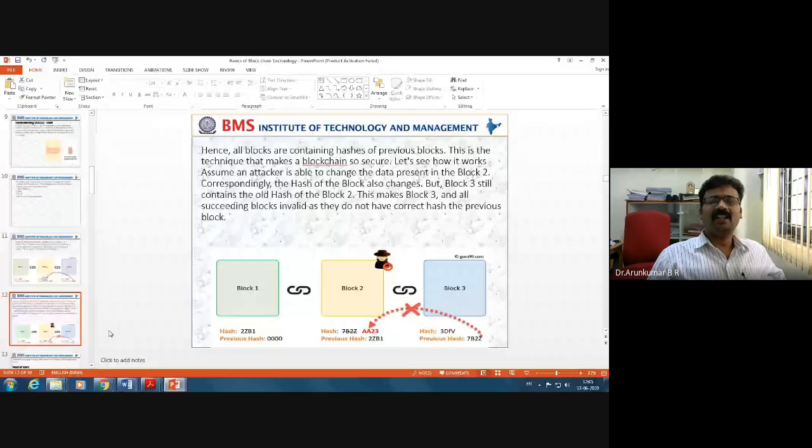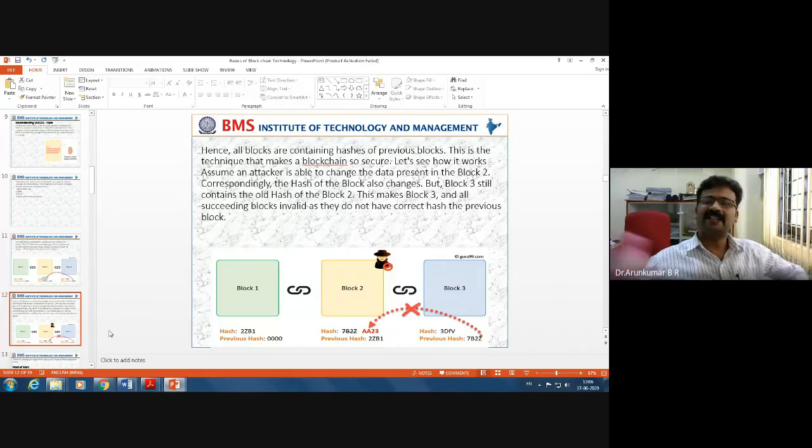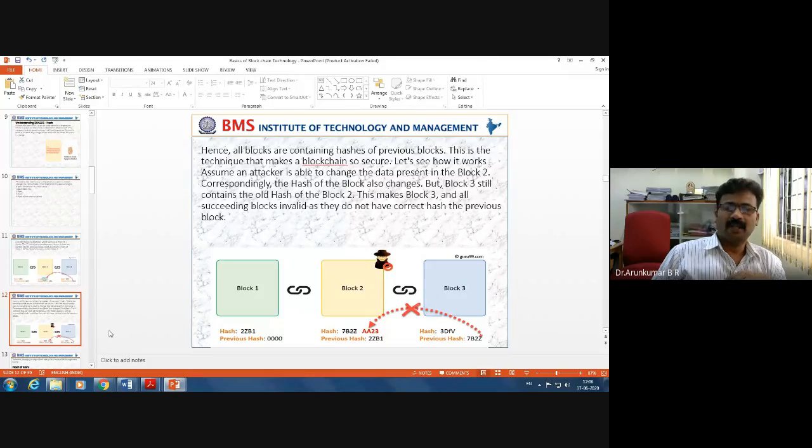Now, think of a situation where an attacker thinks of changing some contents of data present in block 2. Correspondingly, the hash of the block also changes, but block 3 still contains the old hash of block 2. This makes block 3 and all succeeding blocks invalid as they do not have the hash of the previous block. Right? Try to understand this.